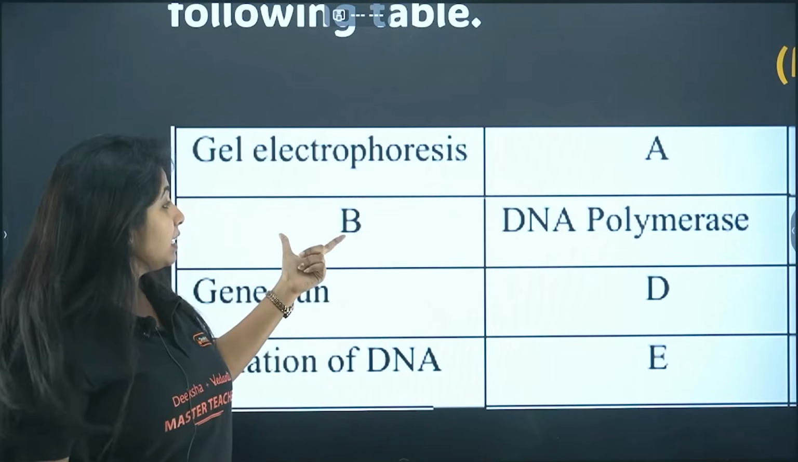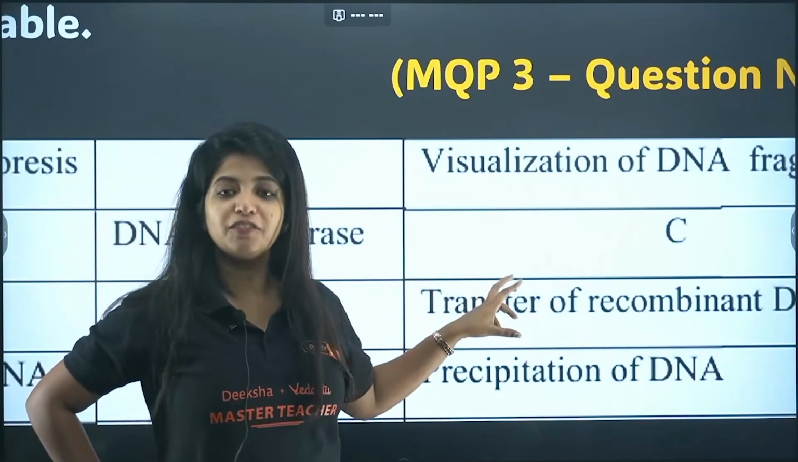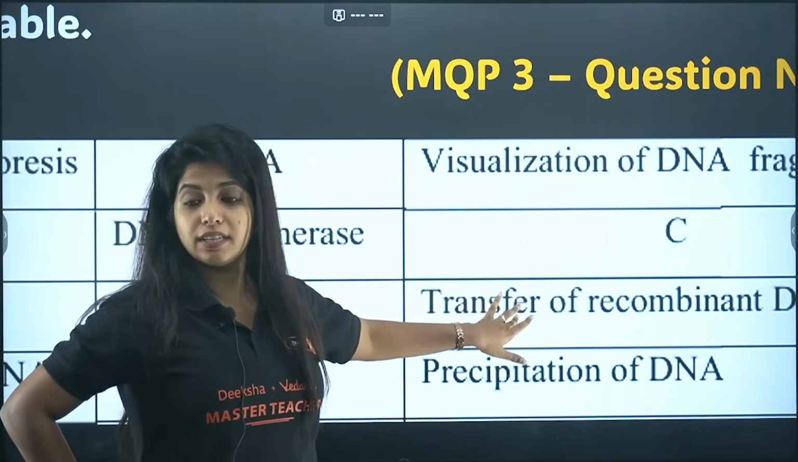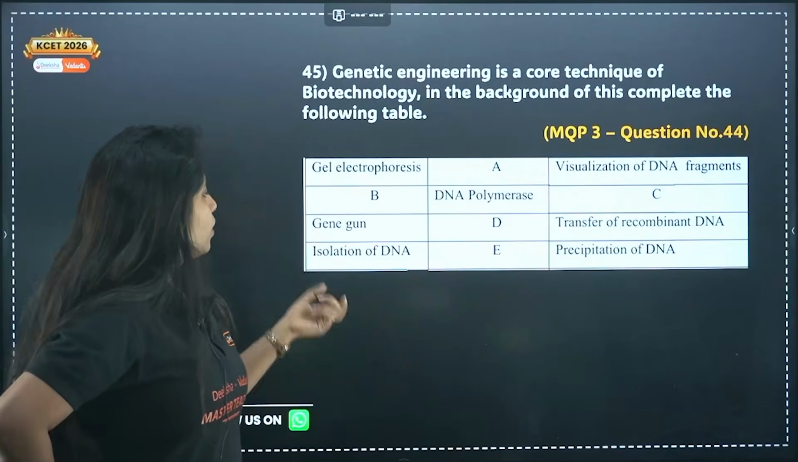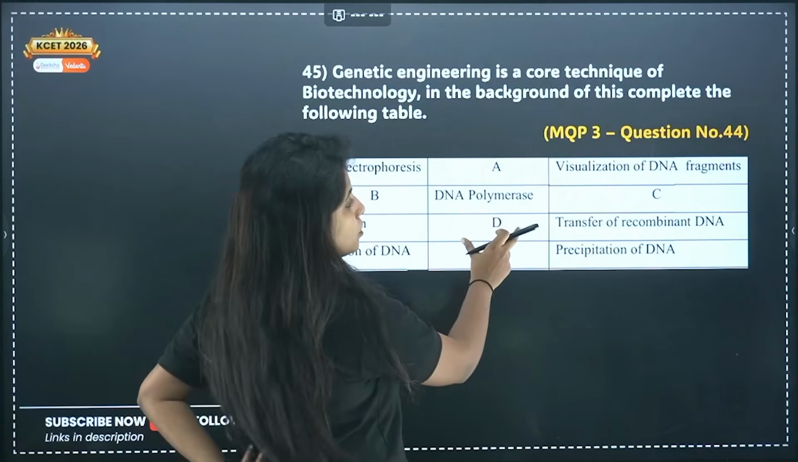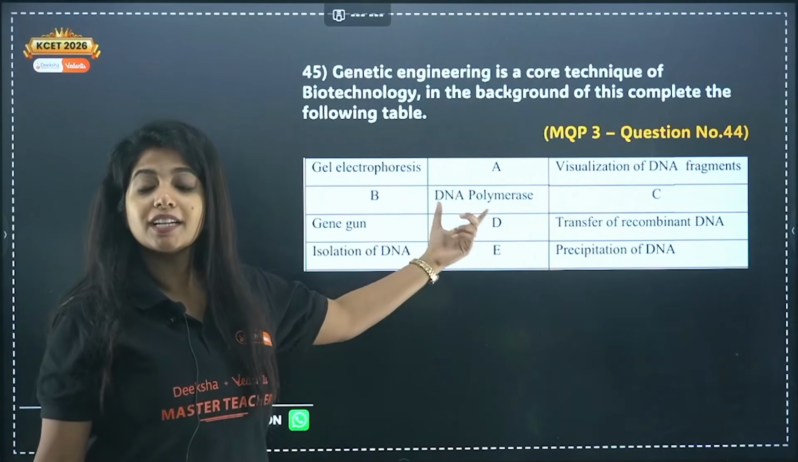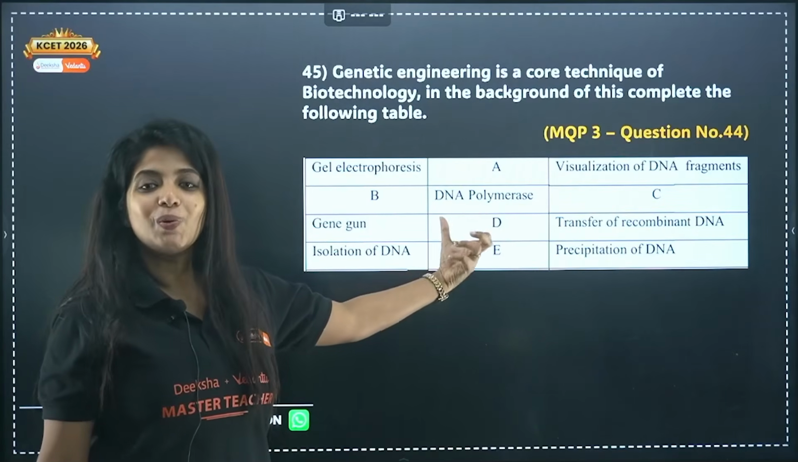So what is the name of the technique? PCR, my dear children. That DNA polymerase is there for what? For extension of the DNA fragments out there. Okay. Now here the gene gun method is there. Biolistic. Gene gun method, what happens over here? Transfer of recombinant DNA. What do you use? You use gold and tungsten filaments.